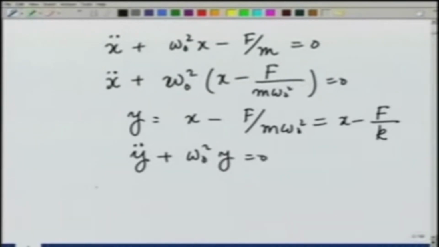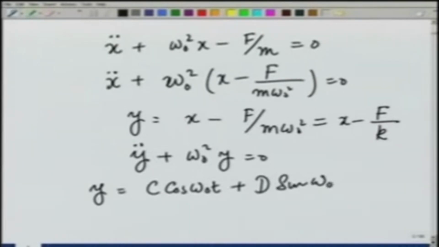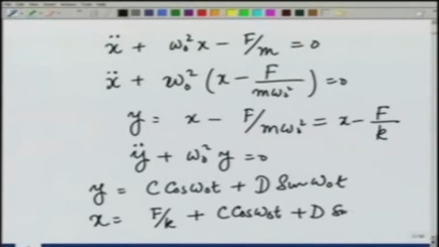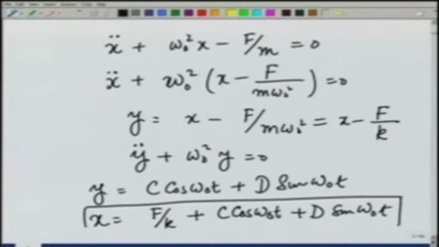I know the solution for this in general is y equal to c cosine of omega 0 t plus d sine of omega 0 t, and therefore x is going to be equal to f over k plus c cosine of omega 0 t plus d sine of omega 0 t, where c and d are determined by the initial conditions. So, all that is happening is x has a constant shift and then it is oscillating about that point.